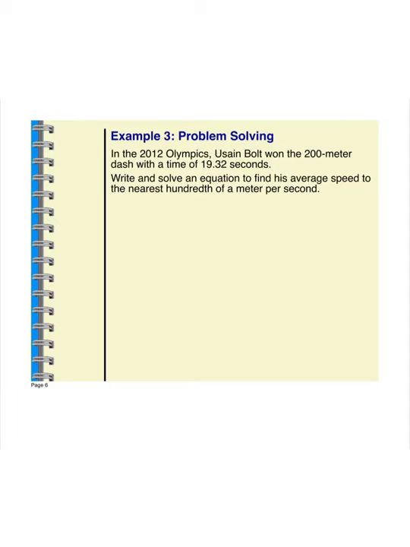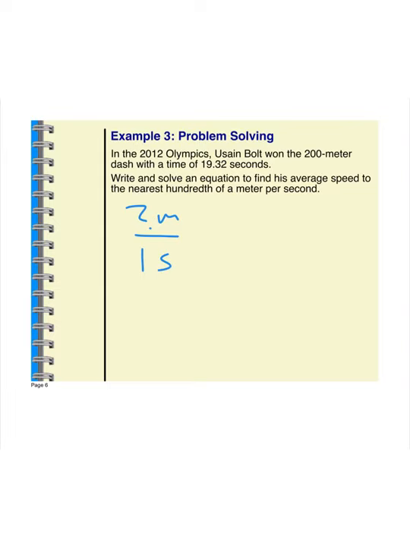And in example 3, we have some problem solving. In the 2012 Olympics, Usain Bolt won the 200-meter dash with a time of 19.32 seconds. Write and solve an equation to find his average speed to the nearest hundredth of a meter per second. So I want to know the number of meters per 1 second.